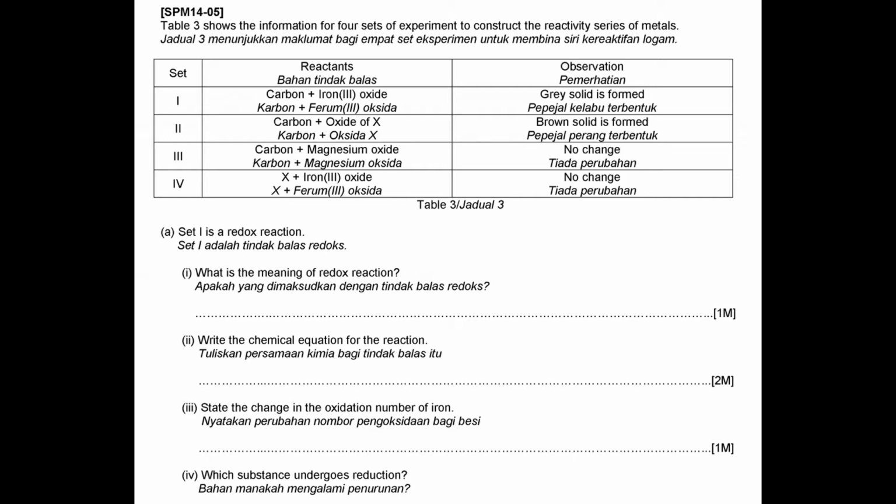Okay, so question A, set 1 is a redox reaction. Now the question is referring to set 1. What is the meaning of redox reaction? Students must memorize the meaning of redox reaction. Redox is a reaction involving oxidation and reduction that occur simultaneously, or at the same time. Memorize this definition.